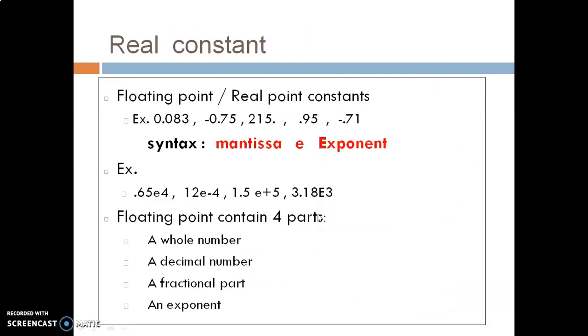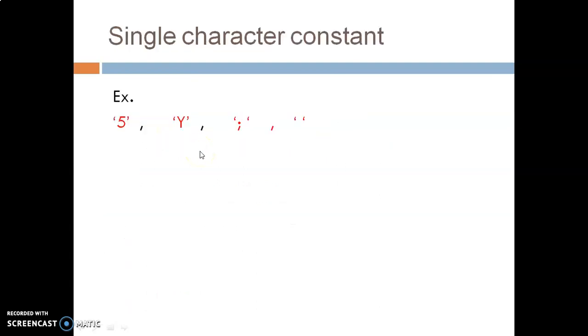Then real constant, you can see here, real means floating point numbers, like that only. This is the syntax for that. So a floating point number contains 4 parts: a whole number, a decimal point, a fractional part and an exponent. This small e is your exponent part. This is about the syntax. A floating point number you can represent in this way to get more precision. Real constants are nothing but floating point.